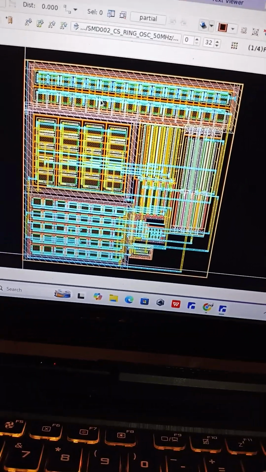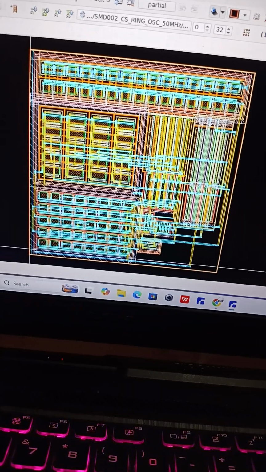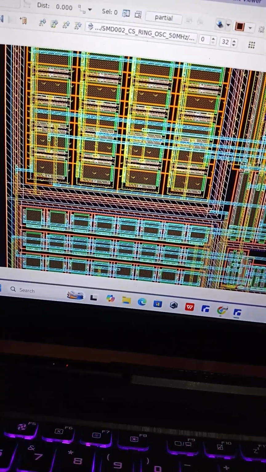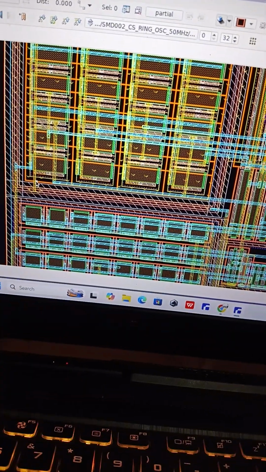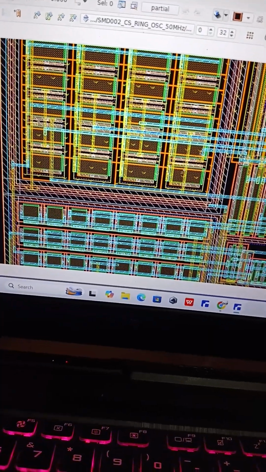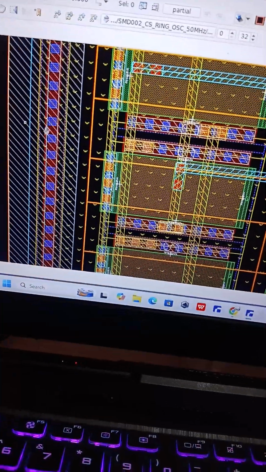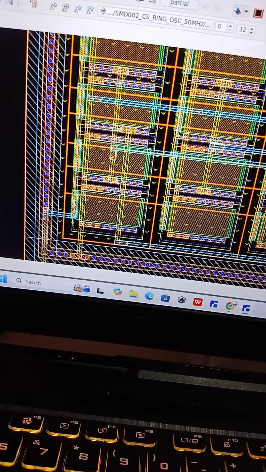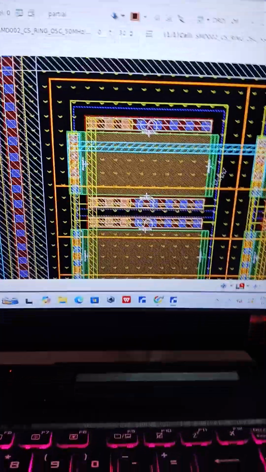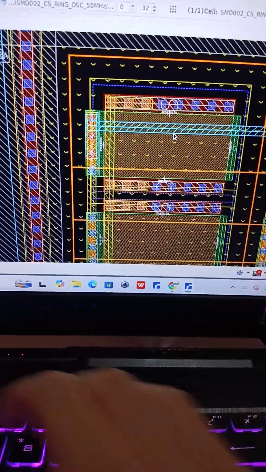As you can see, this horizontal line is basically the metal layer, and the vertical ones are metal 2, the yellow one, and the blue one is metal 3. Metal 1 is the silvery color you can see here, and this is the guard ring. And these components are transistors. As you can see, it has drain and source.